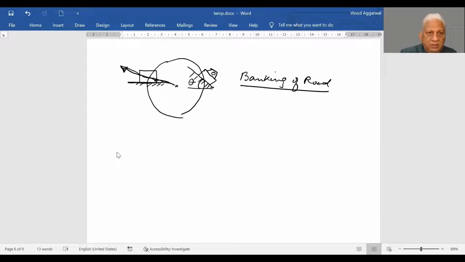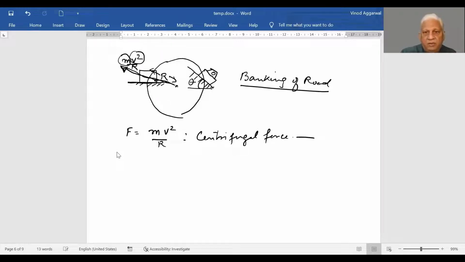But if your velocity becomes high, then this centrifugal force, which is equal to mv square by r, where r is the radius of the circular road, m is the mass of the body, and v is the tangential velocity with which you are traveling, which is trying to throw you away from the center or skid you away from the center, doesn't happen so long as it is countered by friction.